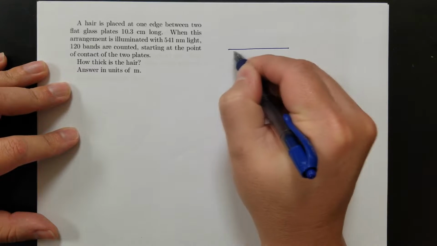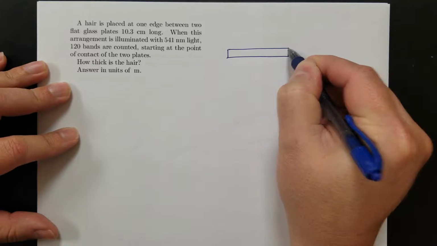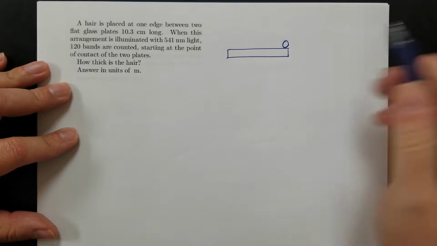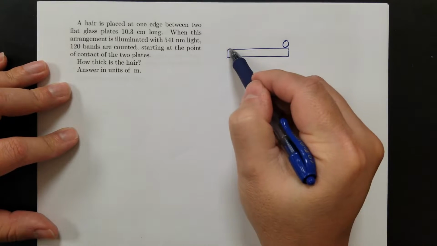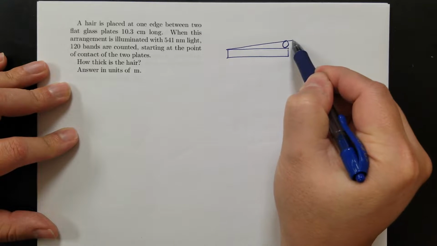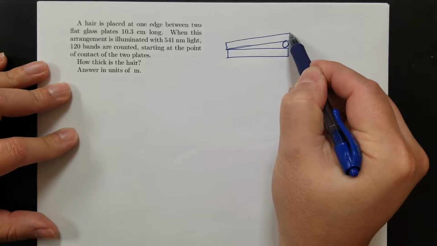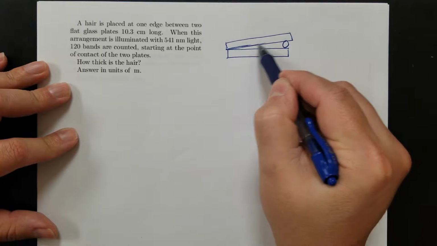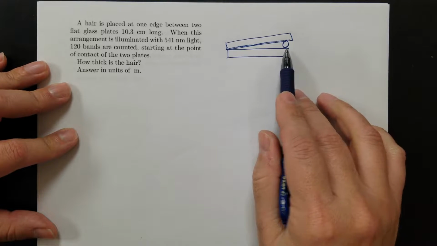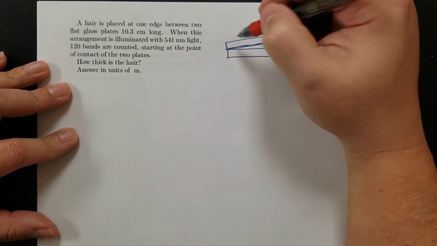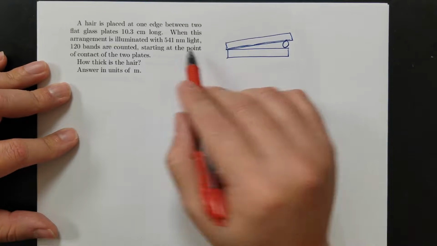So I have a glass plate, and then there's a hair that comes over here, and this hair is really exaggerated in size. Then this other glass plate sits on top of the hair, so it's going to look like that. These two plates are at an angle to each other; they're not directly on top of each other. And I'm going to have some light, so I'm illuminating with 541 nanometer light.